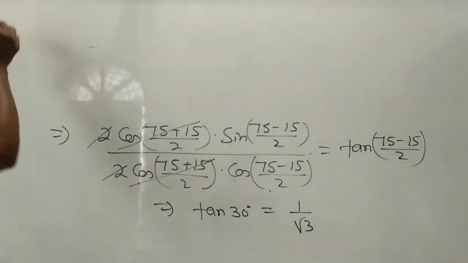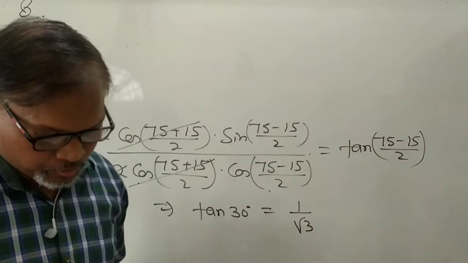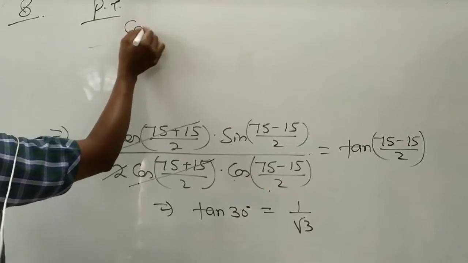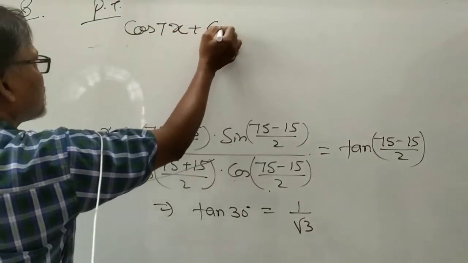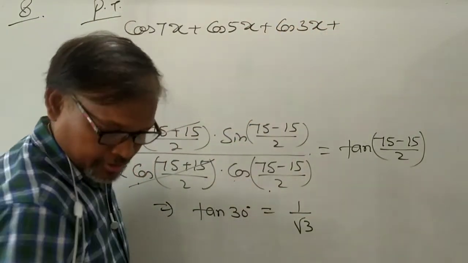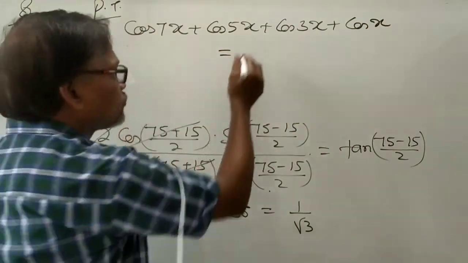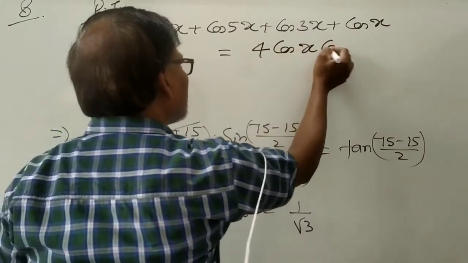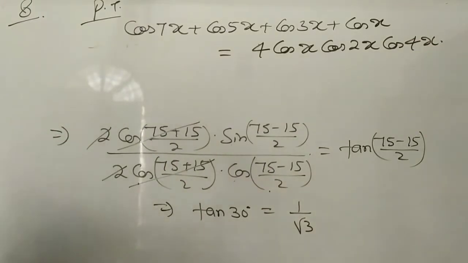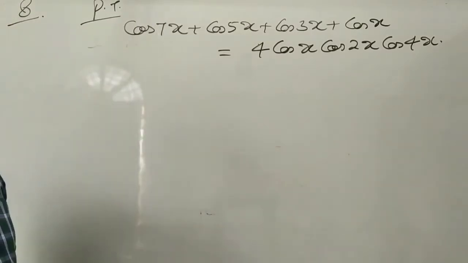Now question number 8, prove that cos 7x cos 5x cos 3x cos x is equal to 4 cos x cos 2x and cos 4x. Then prove this one using the trigonometrical formula.